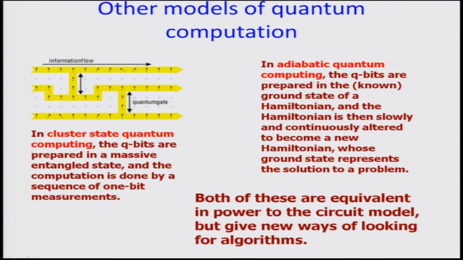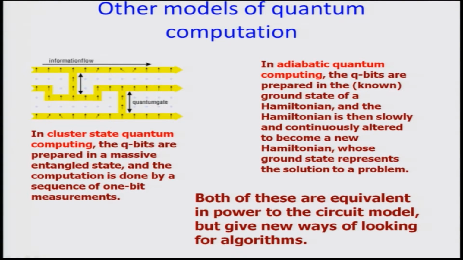The other models of quantum computation that have been important include cluster state quantum computing, where the qubits are prepared in a massively entangled state and the computation is done by a sequence of 1-bit measurements. Most of these require very low temperatures, and that is one of the principal requirements for most of the processes that we have looked at. Another area which is being pursued is adiabatic quantum computing, where the qubits are prepared in the known ground state of a Hamiltonian, and the Hamiltonian is then slowly and continuously altered to become a new Hamiltonian, whose ground state represents the solution to a problem.